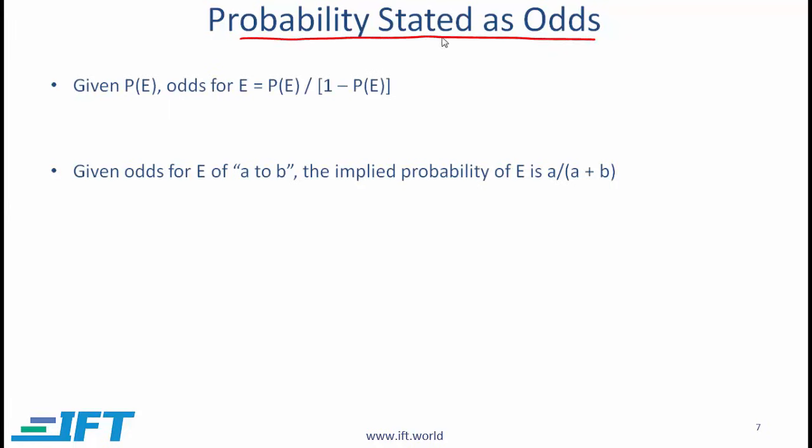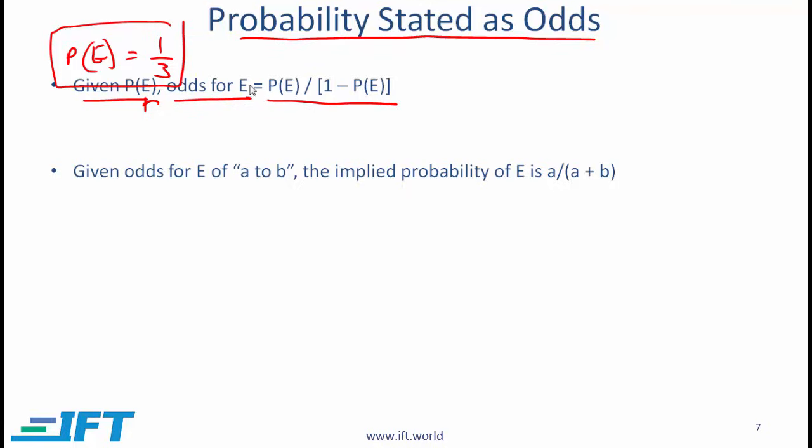Probability stated as odds. Let's say that we have an event E and the probability of that event is equal to 1/3. Let's say the event is that the stock price will go down and we know the probability. How can we express this probability as odds for E? What are the odds that the stock price will go down? This is the formula that will allow us to translate the probability into odds.